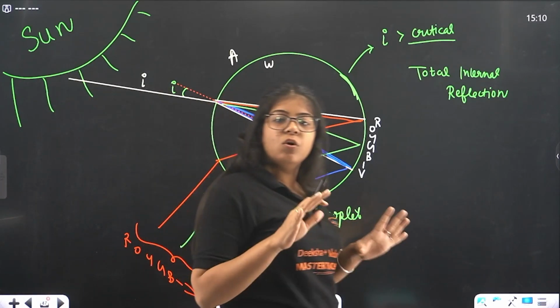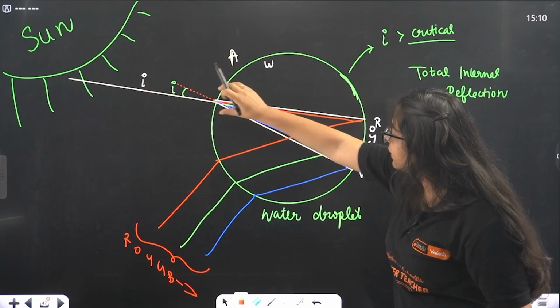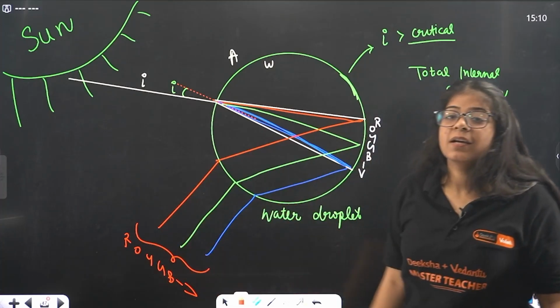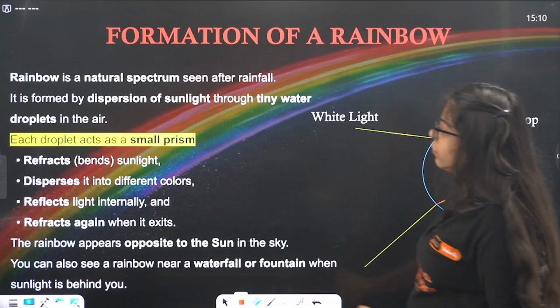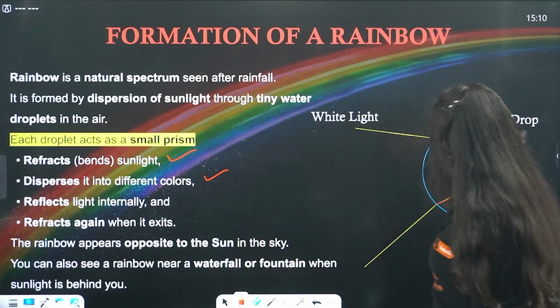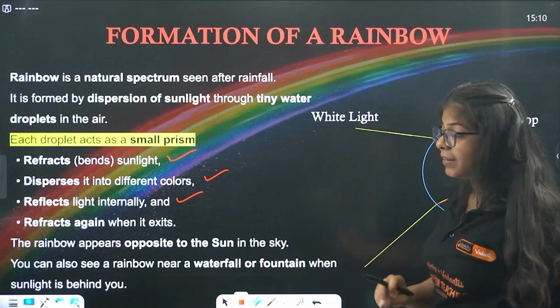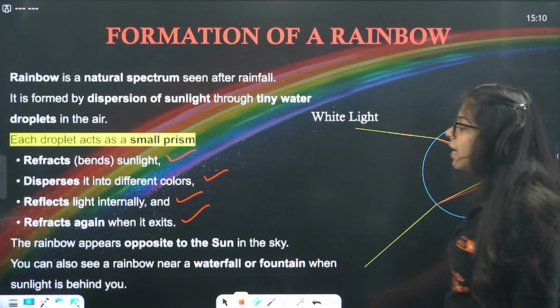Understood the whole phenomenon of rainbow formation? Sunlight comes, it refracts, total internal reflection happens, and again refracts. Done? And that is what we wrote here. What happens? First light refracts, then it disperses into its 7 colors, then total internal reflection happens, then again it refracts at the exit.